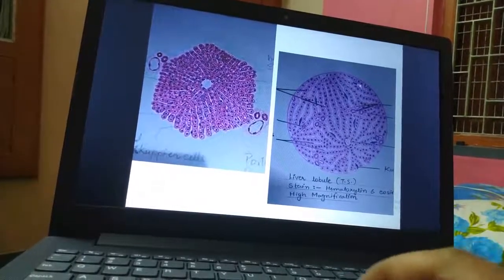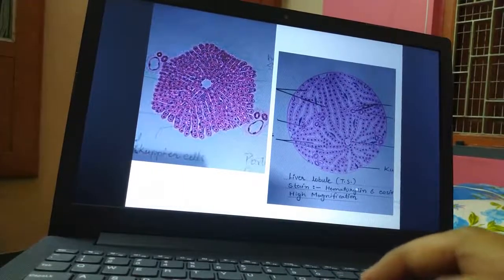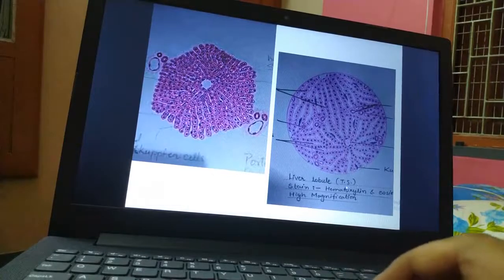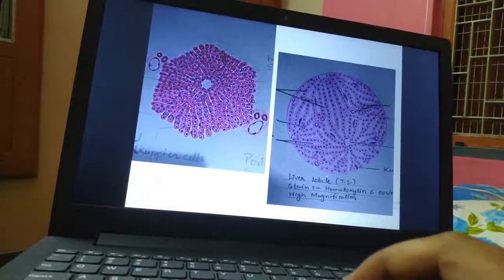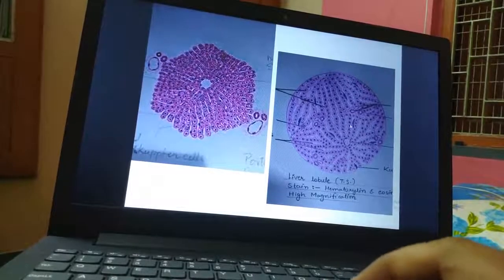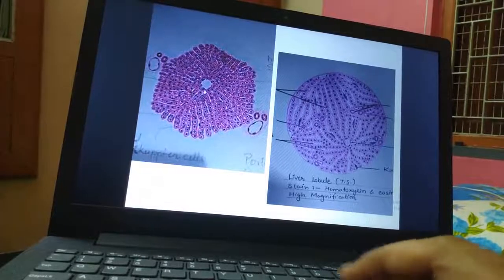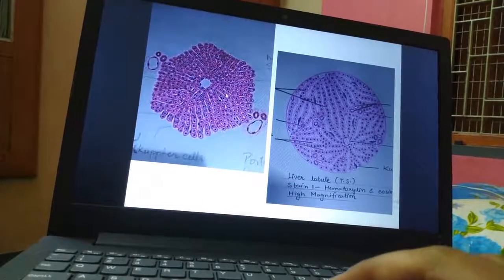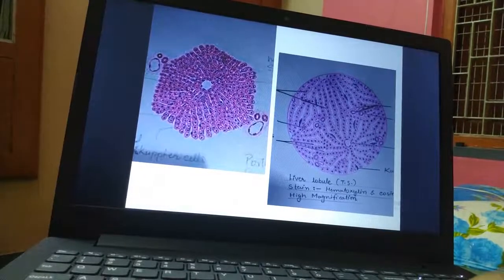This is a little larger view, and you can make the labeling in this way: the liver lobule, transverse section, hematoxylin and eosin stain. This is the higher magnification where you can draw the Kupffer cells. So this is one view you can draw, or you can refer to some other standard textbook for better drawing and representation.